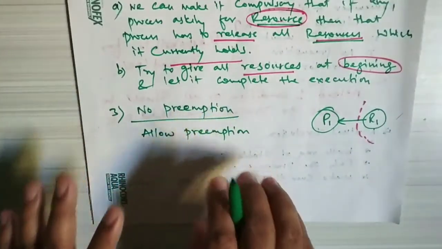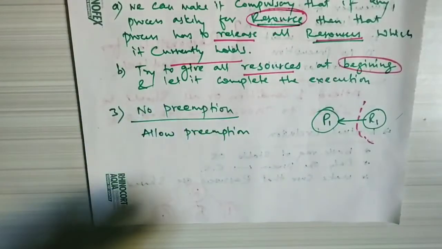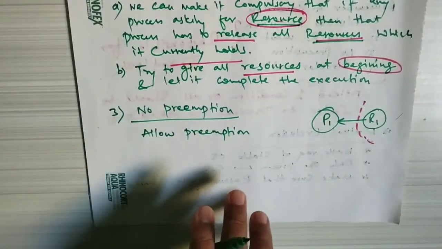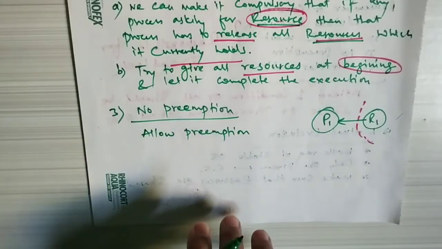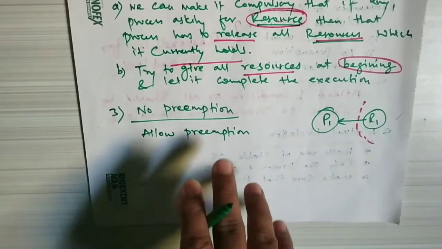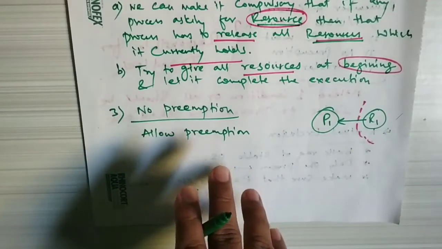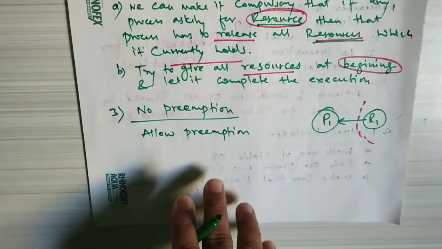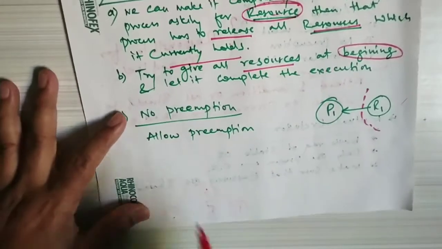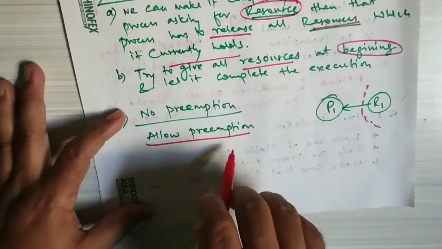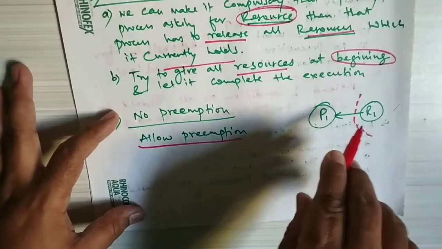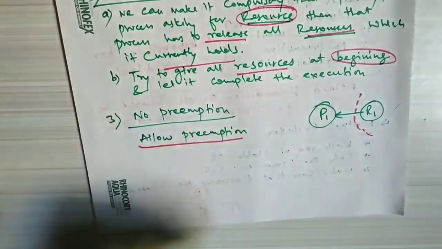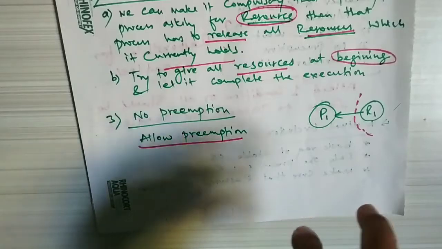Okay, so the third condition, no preemption, says that you cannot preempt, or you cannot remove, the resource from a currently running process. Okay, according to the condition. But in order to make this condition false, we have to allow the preemption, so that the resources can be released or removed from the currently running processes, and the deadlock can be prevented.